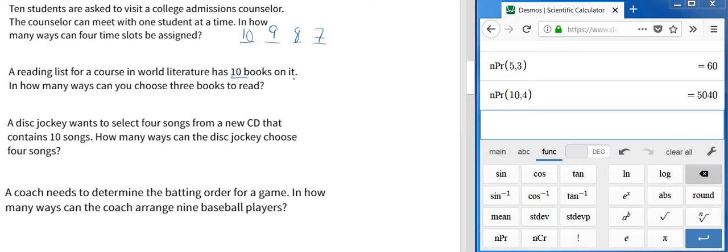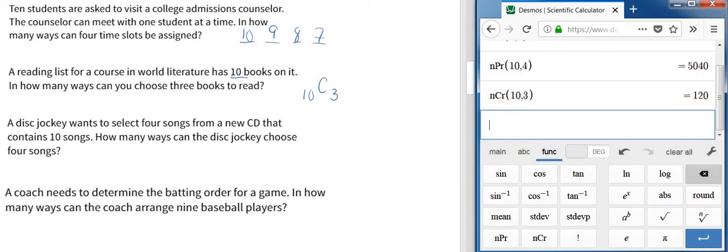Now, does it say anything about specific order? No. So this is a combination problem. So I'm going to do 10, choose 3. So push your NCR button, and we're going to do 10, 3. Hey, 120. Now NCR always going to be less than NPR, by the way, because combinations where you don't have specific order, the numbers are going to be much smaller.